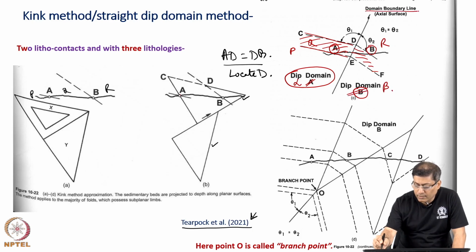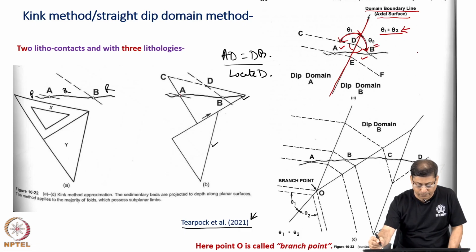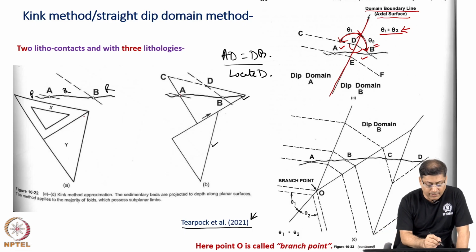The domain boundary line in this case is the axial surface, and in our drawing we took these two angles to be equal. We drew the bisector. When these two angles are equal, theta 1 equal to theta 2, basically the same thing is stated in a different way. So, this was the case with 3 lithologies and 2 lithological contacts.